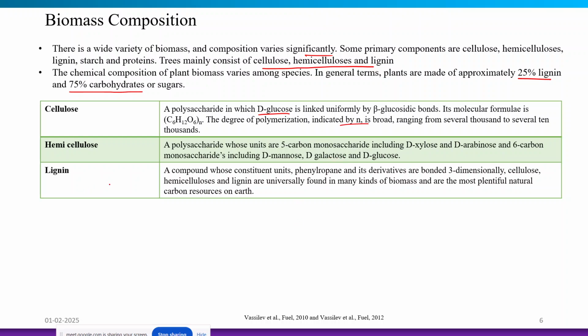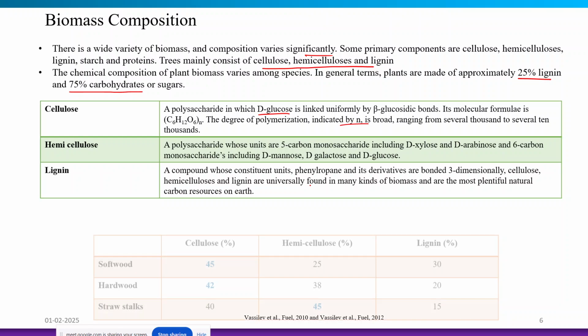Lignin comes as an important source for this tree biomass. It is a compound whose constituent units are various kinds of three-dimensionally structured units. Those are universally found in biomass and natural carbon resources of the earth.